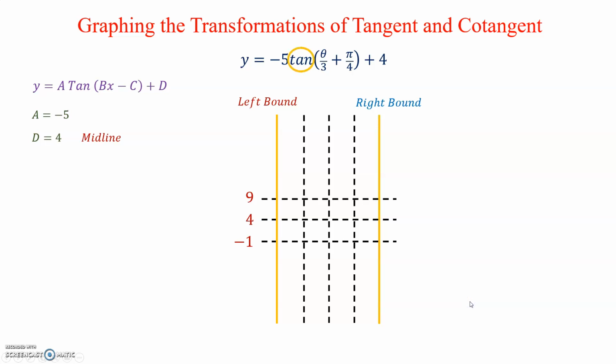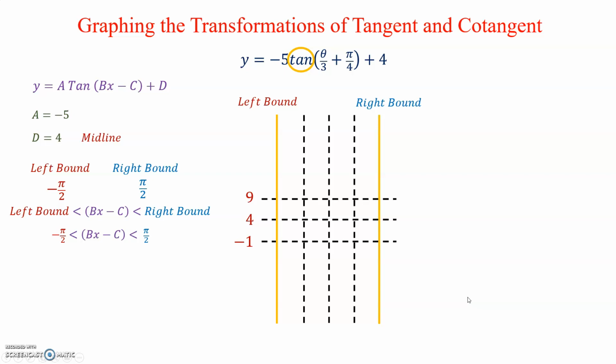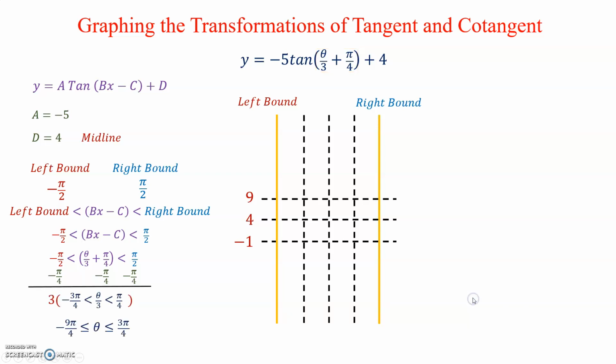Now let's work with our left and right bounds. Because we're working with tangent, left bound is negative pi over 2, right bound is positive pi over 2. When we set up our inequality, we'll have our specific left and right bounds, and we'll use whatever's inside the parentheses. Let's solve for theta. Subtract pi over 4 on all 3 sides, leaving us with the theta over 3. Multiply 3 on all 3 sides, gives us our new left and right bound. So the new left bound, negative 9 pi over 4. New right bound, 3 pi over 4.